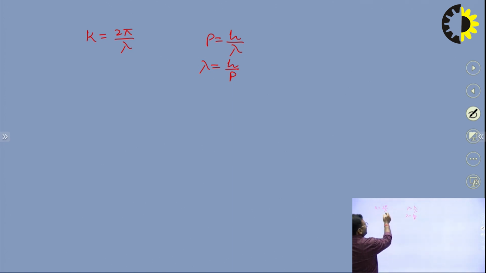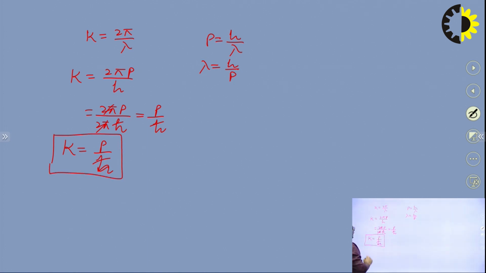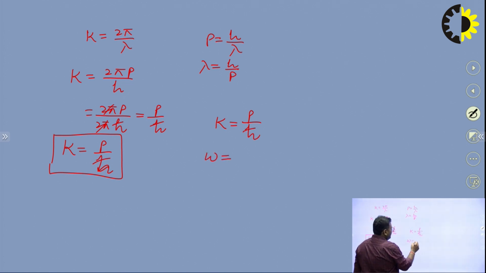Okay, so if I put this value, k will be equal to 2 pi p upon h. The value of this h, Planck's constant, we can write in terms of the reduced Planck's constant as 2 pi h cross. Here the 2 pi will be cancelled out, and finally we can write k is equal to p upon h cross. So with these two relationships, we have proved k is equal to p upon h cross, and omega is E upon h cross.